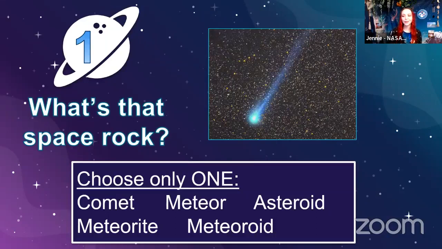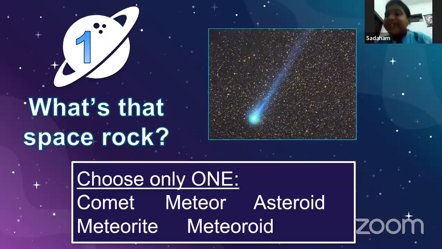So once again, these will be your answers on every picture. Every picture I show you will be a comet or a meteor or an asteroid or a meteorite or a meteoroid. Okay, that was number one. So if you haven't made a guess yet, please choose which one you think it is and write that down for number one. Okay, I am about to move on to number two.